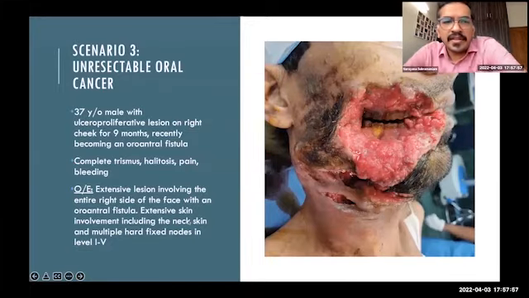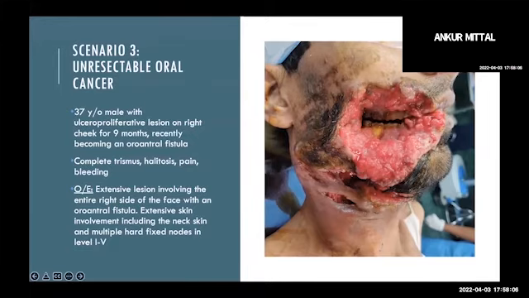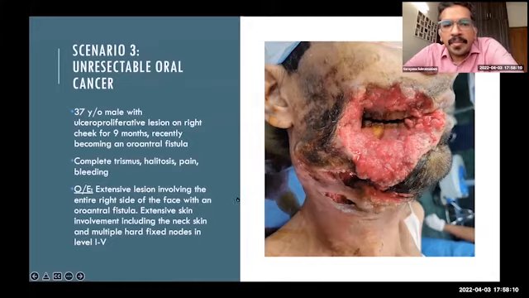So scenario 3 is an unresectable oral cancer. This is a 37-year-old male with an ulceroproliferative lesion on the right cheek for around 9 months, which has recently become an oroantral fistula. He has complete trismus, halitosis, pain, and bleeding. On examination, there is an extensive lesion involving the entire right side of the face with an oroantral fistula. Extensive skin involvement, including the neck skin. As you can see lower down, you can see the dilated veins on the surface of the neck and multiple hard fixed nodes in level 1 to 5.